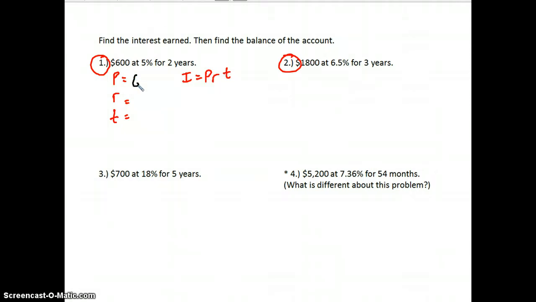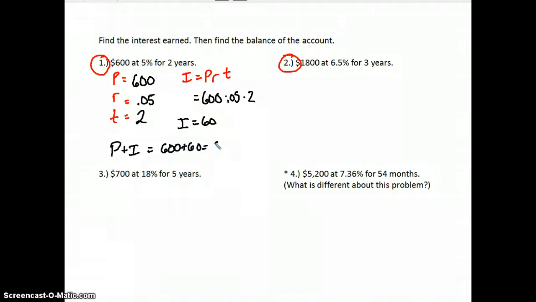Okay, number one here. We have our principal, which is $600. That's what we put into the bank. 5% is 0.05, and 2 years, T equals 2. So when we plug all that in, 600 times 0.05 times 2, what we end up getting is $60 of interest. It says find the balance afterwards. We're going to do P plus I, principal and interest together, is 600 plus 60, for a grand total of $660.